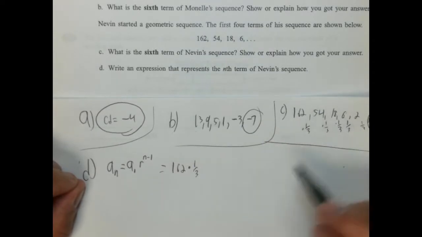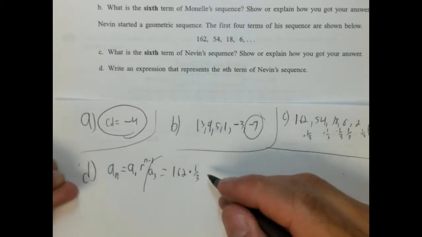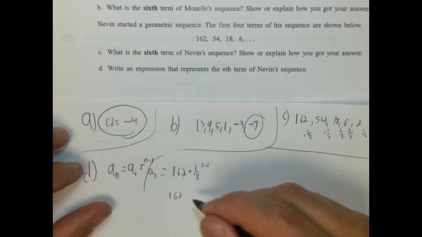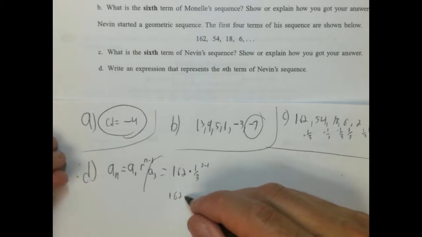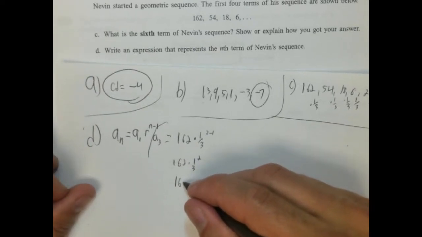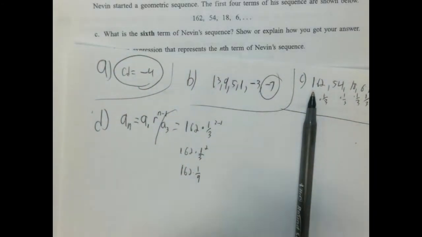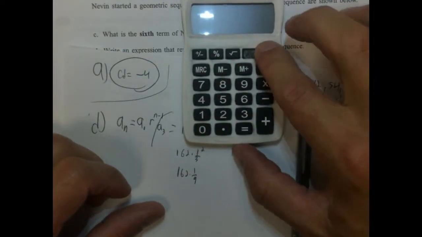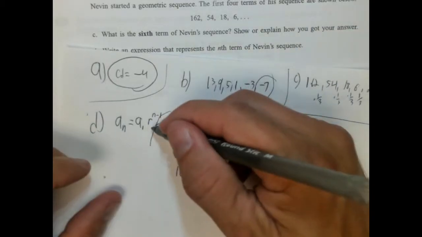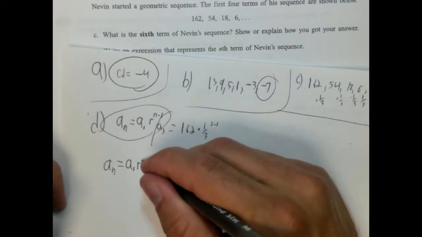So let's go with the third term, a sub 3. It'll be 3 minus 1, which is 2. So 162 times 1/3 to the second power, which is 162 times 1/9. And that should be 18. Let's see, 162 divided by 9. Yep, it worked. My memory serves right. I'll write that a little better here. So we have a sub n equals a sub 1 times the rate to the n minus 1.